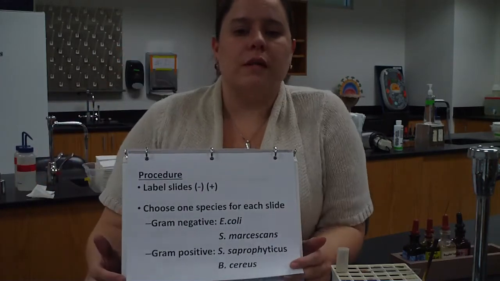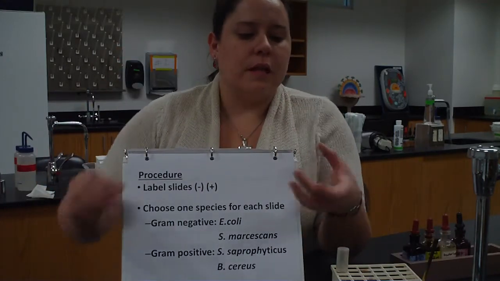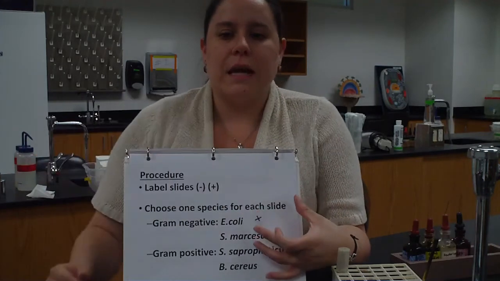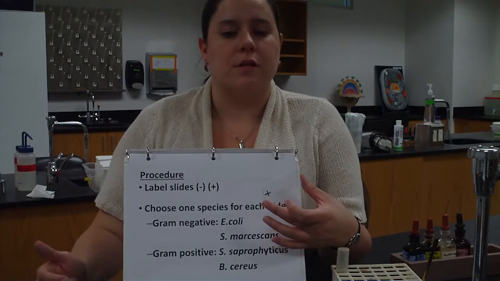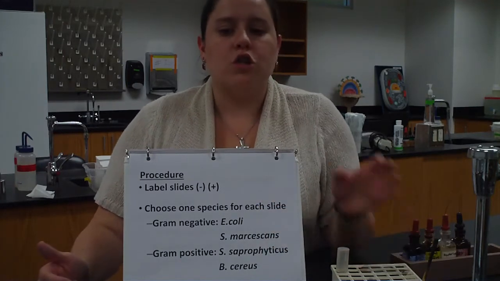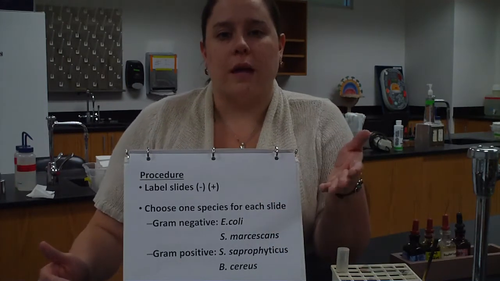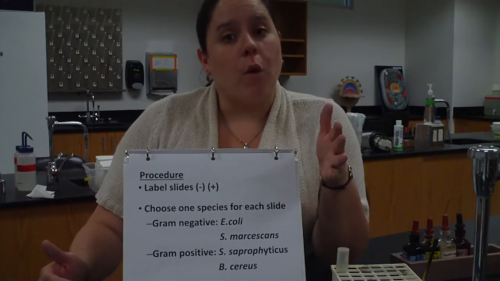first thing you would be doing is you want to label your slides. You can label them one with a little positive and one with a negative if you want to, and that way you know which one is the positive slide and which one is the gram negative slide. And then you'll want to choose one species for each slide. You're probably going to have about 4.